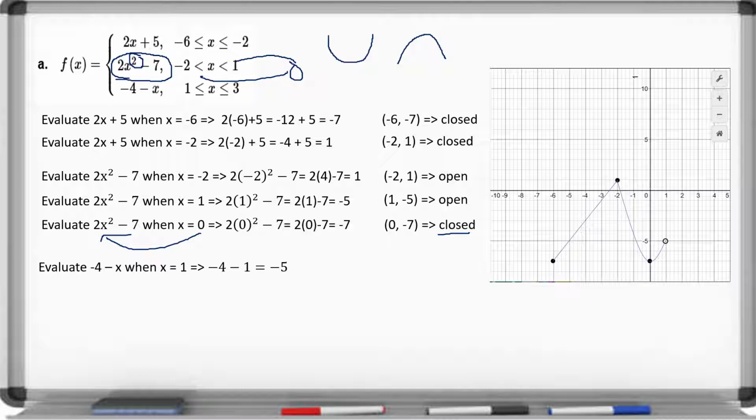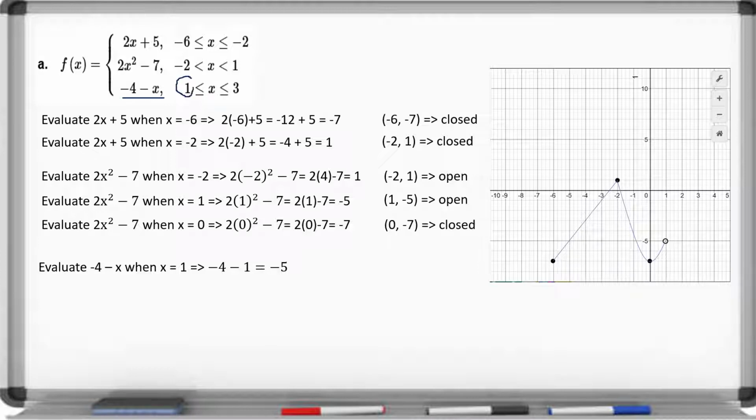All right, so now let's look at the third function. This time we're interested in this third one. So we're going to plug in the first endpoint, which is 1, into the function for x. So that's going to be negative 4 minus 1, which is negative 5. And it's closed because of the equal sign underneath the inequality. So the coordinates are 1, comma, negative 5, which are closed.